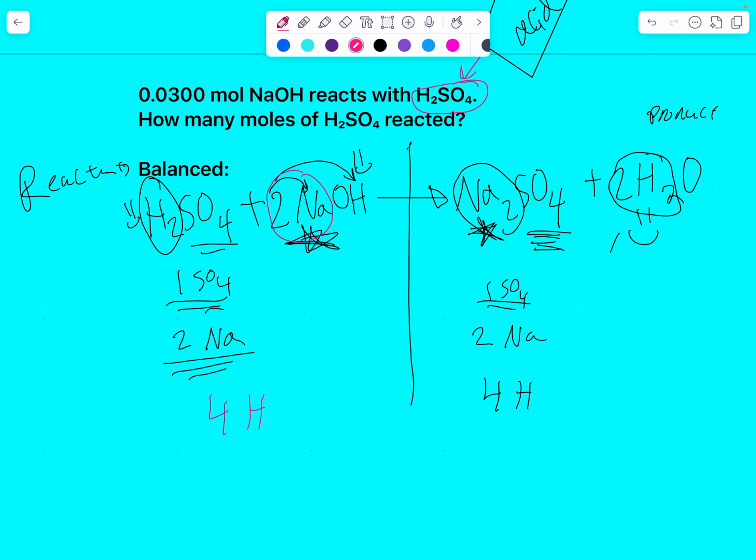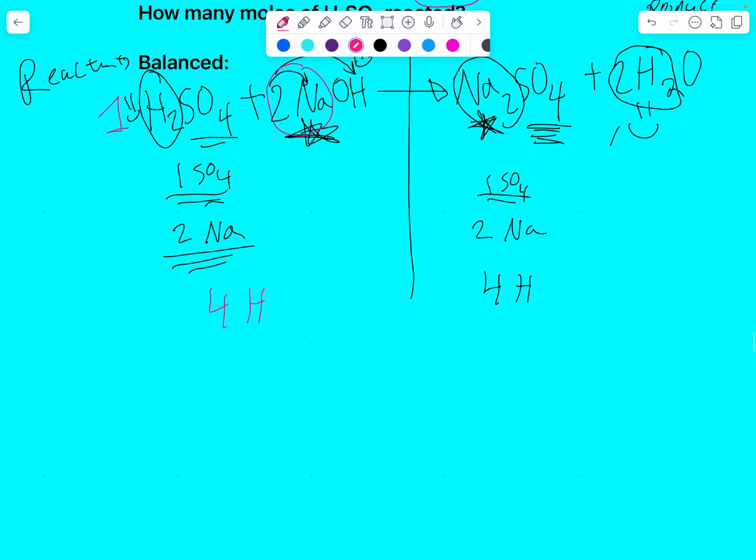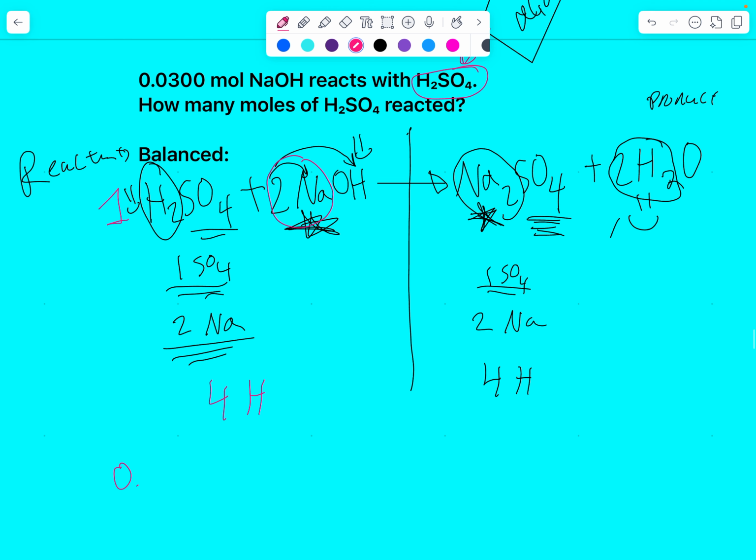Now, the coefficient 2 in front of NaOH means 2 moles of NaOH react with 1 mole of H₂SO₄, because remember, there is an invisible 1 right there. That ratio creates the 1/2. So they gave me 0.0300 moles of NaOH.